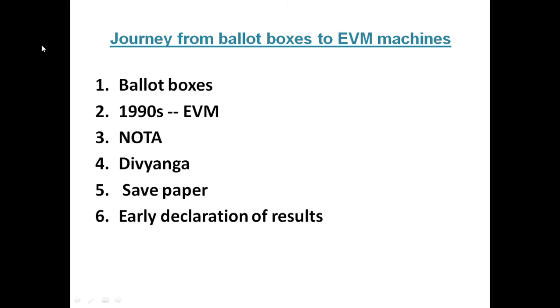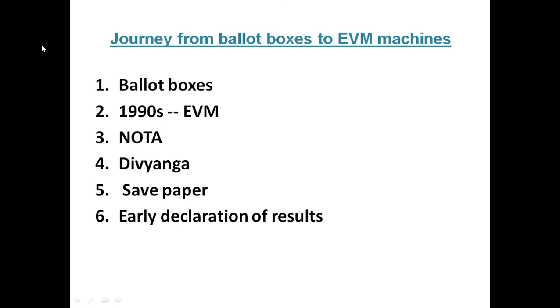The third point, NOTA. NOTA was made available to the people only because of the voting machine. This made a provision where if the voters do not want to vote for any candidate, they can choose the option of NOTA, that is, none of the above. Fourth, Divyang. EVMs have made it easy for disabled people or the Divyang to cast their vote. Fifth point, save paper. It has reduced the use of paper, thus reducing the cutting of trees and saving the environment.